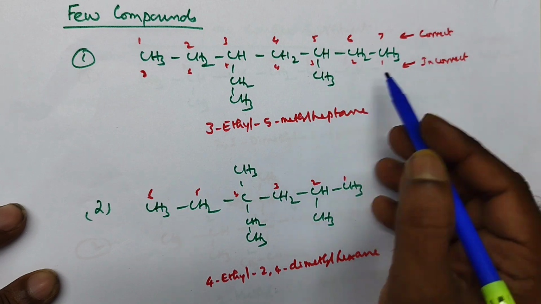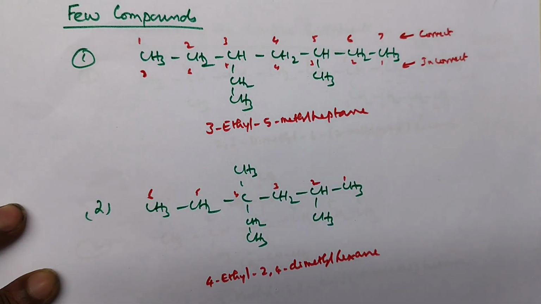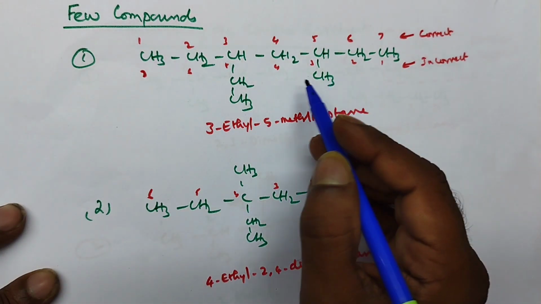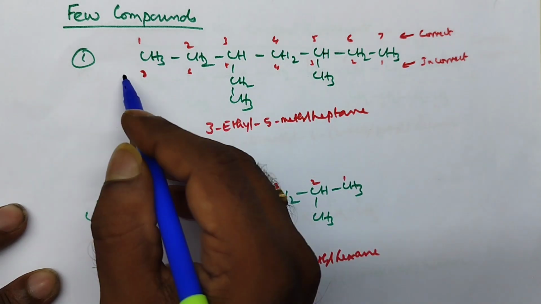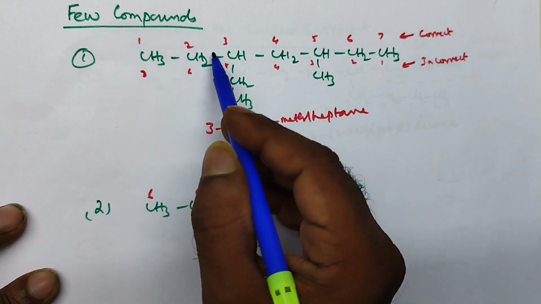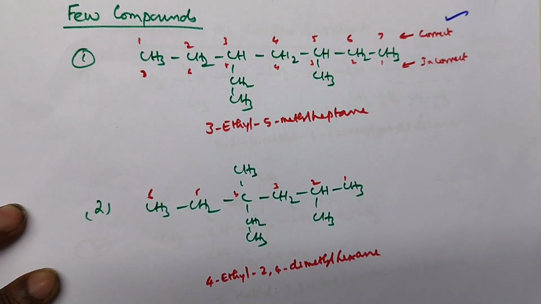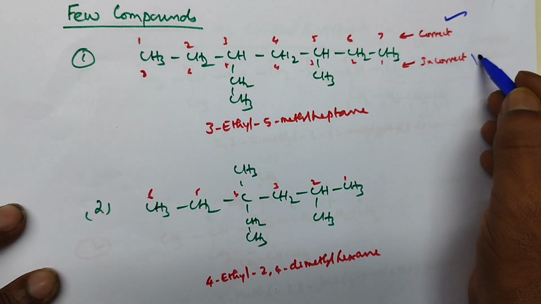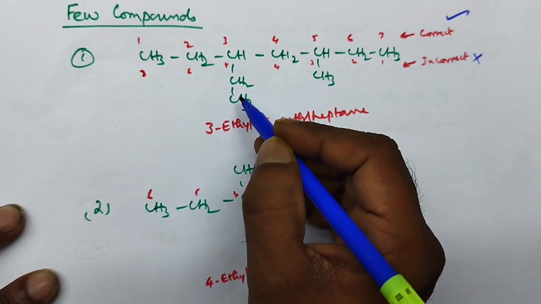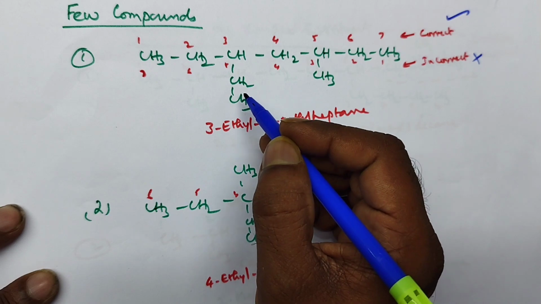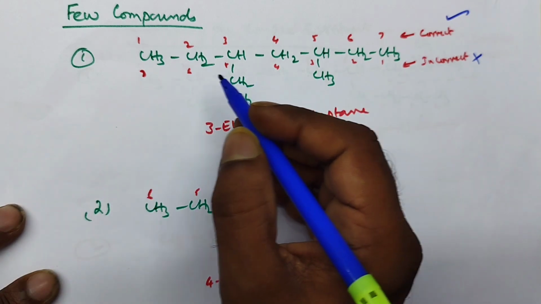So in this case, in both cases, 3 has a substituent. And you have to check the substituents. If there are more alkyl substituents, or more carbon atoms in the alkyl substituents, then you have to give preference to that one. So 1, 2, 3 is the correct way, and this is not the correct one. Because here it is a methyl group, only one carbon atom, whereas here it is an ethyl group, 2 carbon atoms. So you have to give preference from this side.